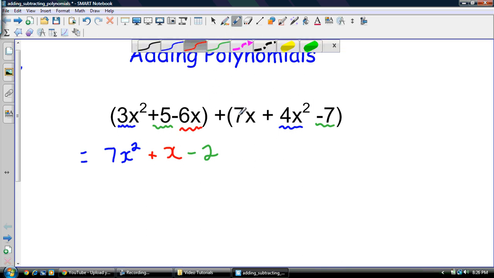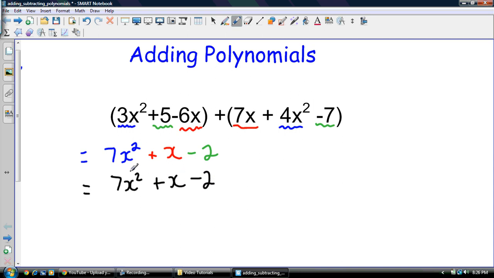So I end up with an answer of, I'll just rewrite it in the one color there. You wouldn't have to if you were on a test because you'd have all the same color. 7x squared plus x minus 2. And that's my new polynomial. This simplified to this. So just adding like terms is what's important. Adding like terms.